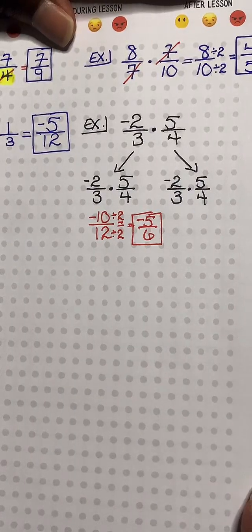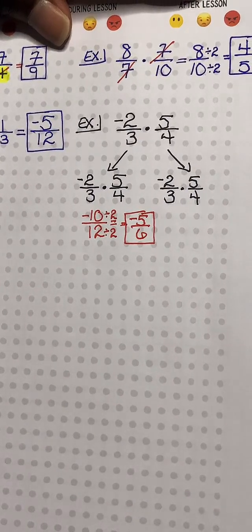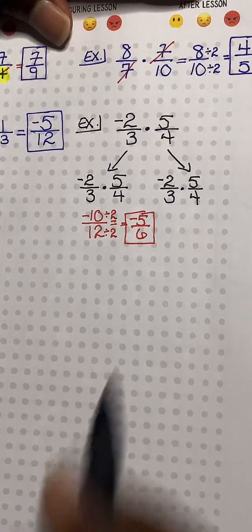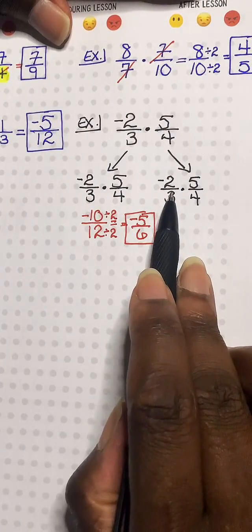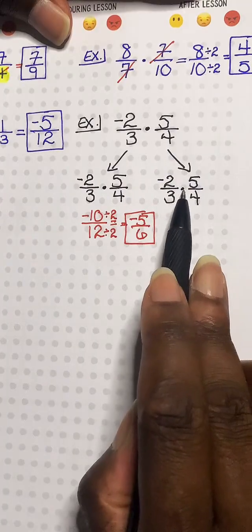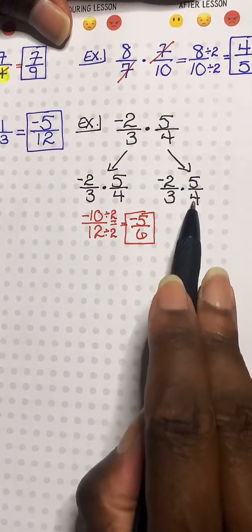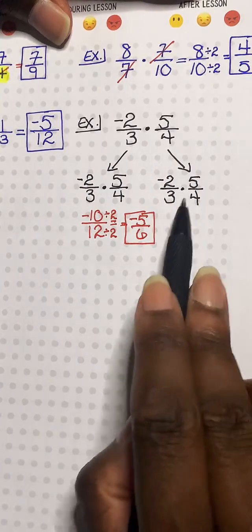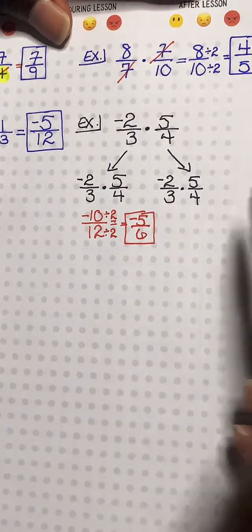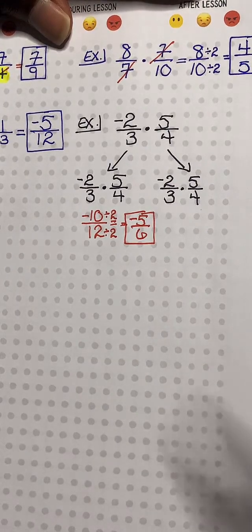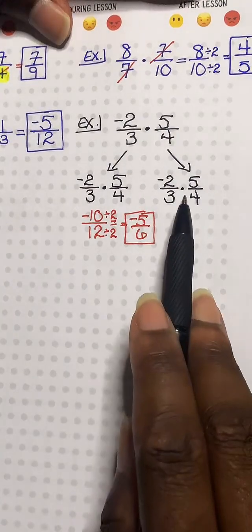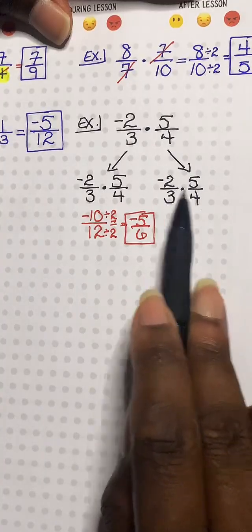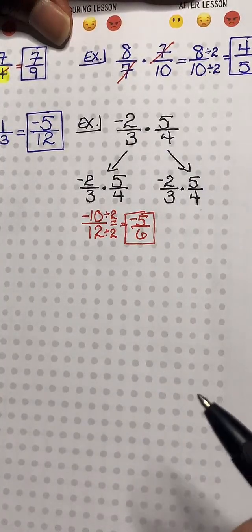The other way of doing it is called cross-simplifying. The reason I'm not saying cross-multiplying is because cross-multiplying occurs when you have one ratio or fraction equal to another ratio or fraction, and one of those terms, either the numerator or denominator, is missing. That's when you're doing cross multiplying. But when you are multiplying two fractions, you're doing what's called cross simplifying.